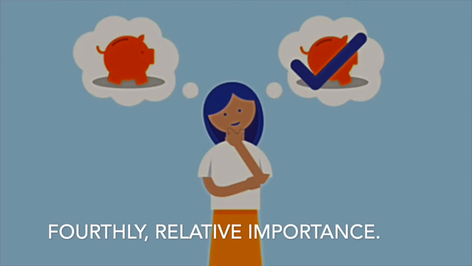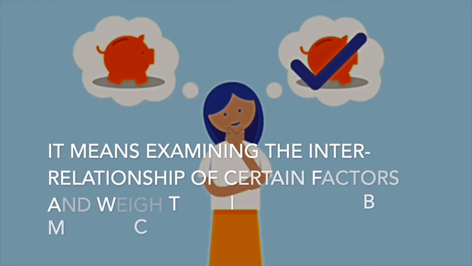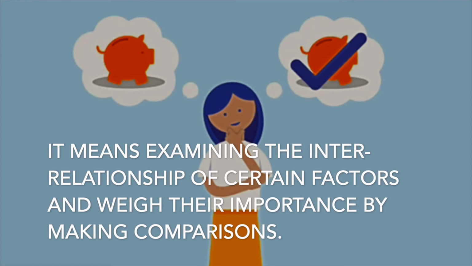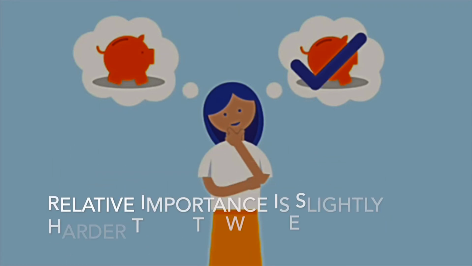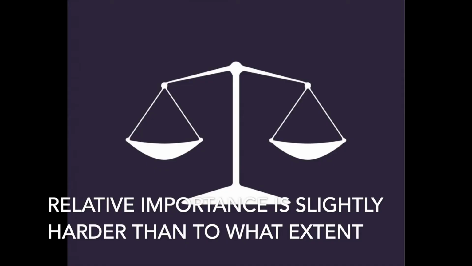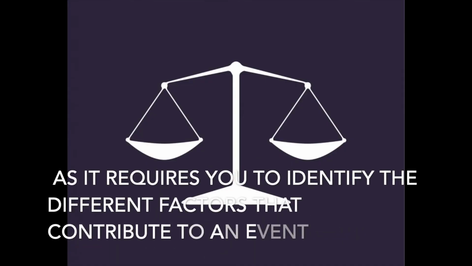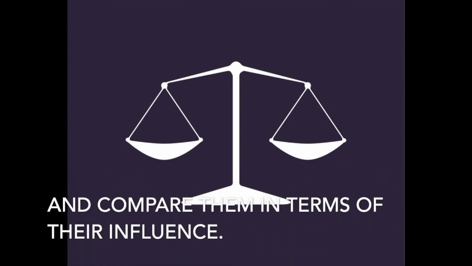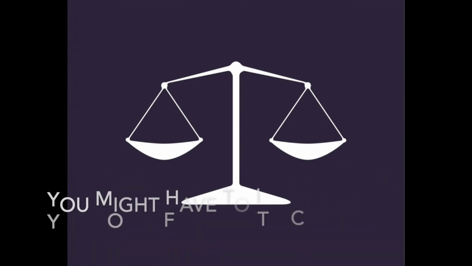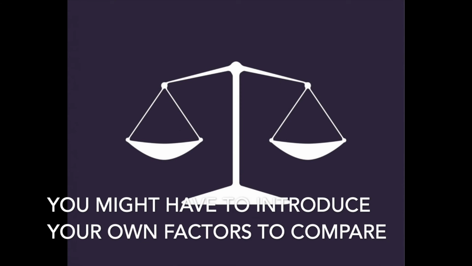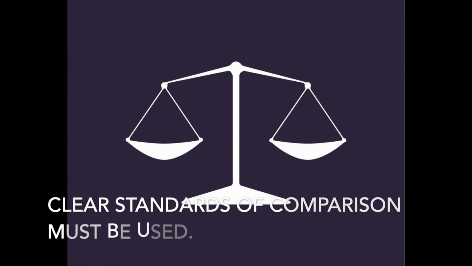Fourthly, relative importance. It means examining the interrelationship of certain factors and weighing their importance by making comparisons. Relative importance is slightly harder than to what extent, as it requires you to identify different factors that contribute to an event and compare them in terms of their influence. You might have to introduce your own factors to compare. Clear standards of comparison must be used.